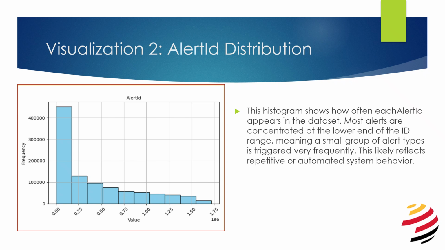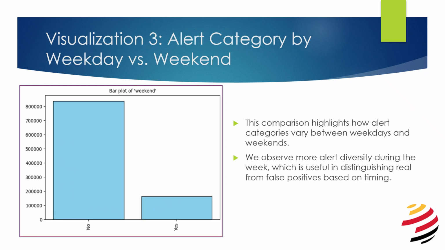Next, we look at how alert patterns differ between weekdays and weekends. This chart compares alert types between weekdays and weekends. What stands out is that there is a much wider variety of alert categories on weekdays. During weekends, we see a reduction in both the number and diversity of alerts, which is expected since fewer users and the system are active.